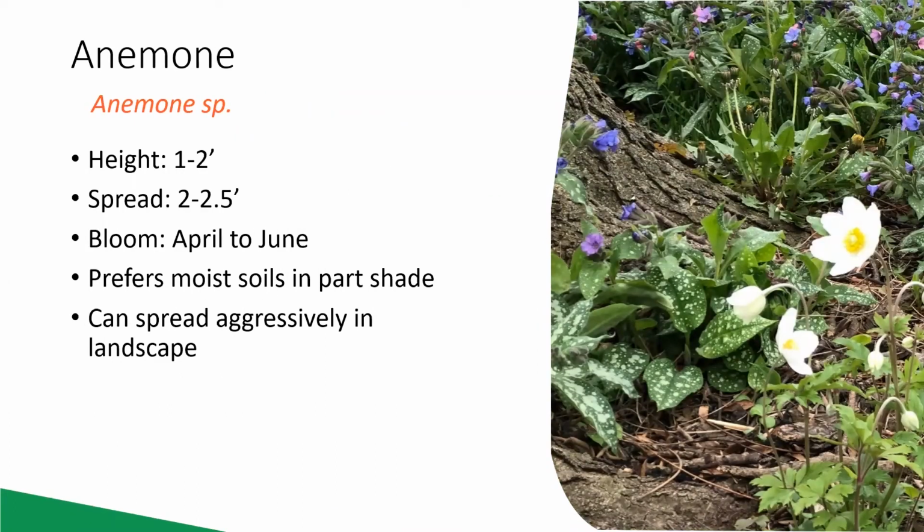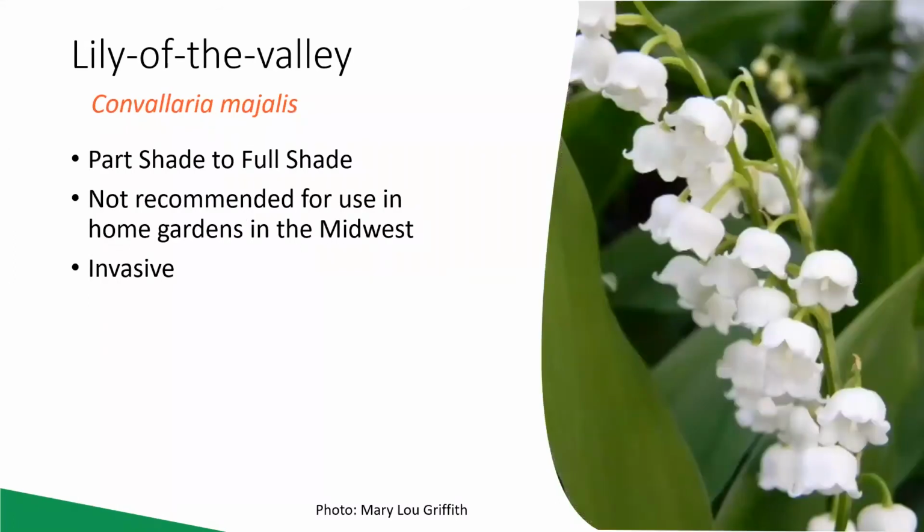Anemone, these prefer the part shade. Each flower features the showy petal-like white sepals and the contrasting yellow center stamens, as we see in the photo. This is also noted as windflower because of that upright flower being blown in a gentle breeze. A lily of the valley, it also can have aggressive behavior, part shade to full shade. It's not recommended for use because of that aggressive invasive tendency.